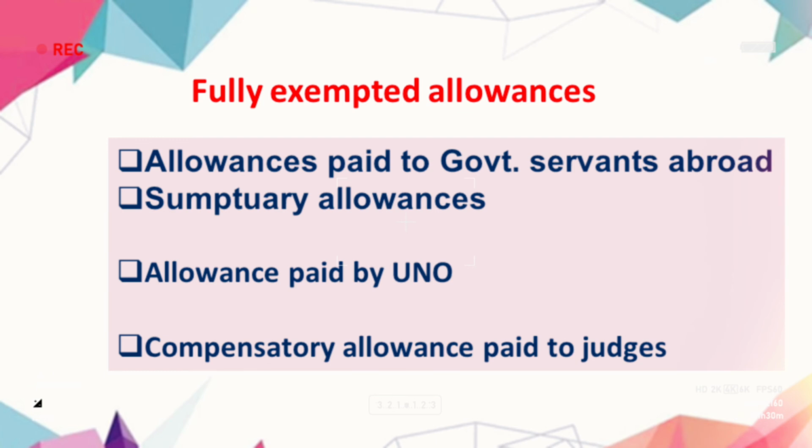Allowances that are paid to UNO employees are completely non-taxable. Allowances that are paid to the judges of High Court and Supreme Court are completely exempted from tax, and these allowances are known as sumptuary allowances. When judges of High Court and Supreme Court receive any compensatory allowances, these are exempted allowances.